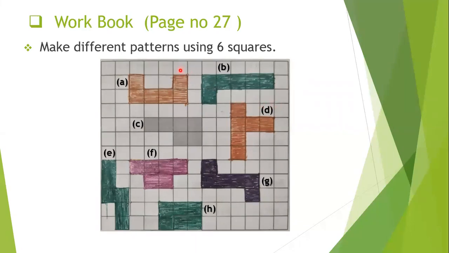The question is, make different patterns using 6 squares. In the last session, I had shown one question of the same type in which you had to use 5 squares. And here, using 6 squares, you draw different shapes that you can make. I have drawn some shapes here. One is already given and some other shapes I have drawn. But using 6 squares, you can make 35 different shapes. 35 different shapes can be made using 6 squares.